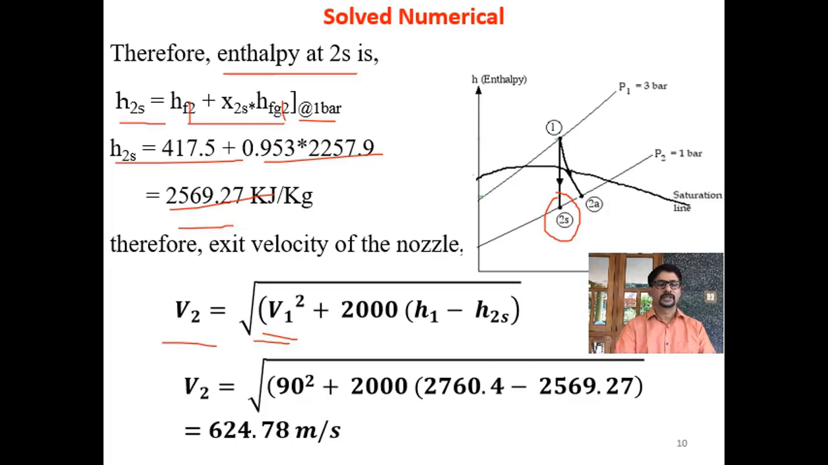So V1 square is 90 square, 2000 into H1 is 2760.4, and H2 is just now calculated as 2569.27. So you'll get the velocity at the end of the isentropic expansion at the exit of the nozzle as 624.78 meter per second.